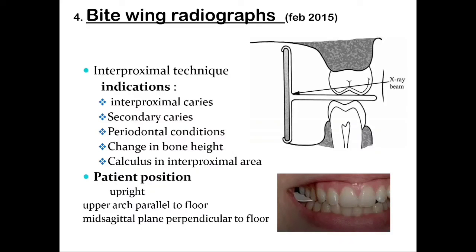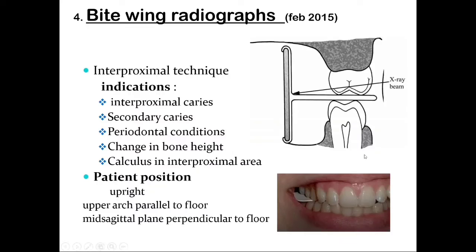Bite-wing radiographs, when asked, you can say that it is used to detect interproximal caries. So the indications are to detect interproximal caries, to check the alveolar crest levels between the two teeth, that is the periodontal conditions are being detected, and also to note the change in bone height based on the alveolar crest levels, and if any calculus is found in the interproximal areas. And the patient position is such that the maxillary arch is parallel to the floor, and the mid-sagittal plane is perpendicular to the floor.